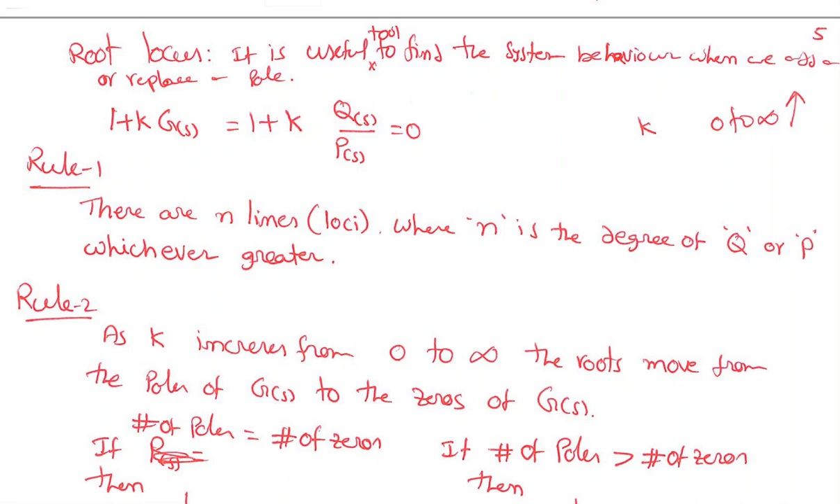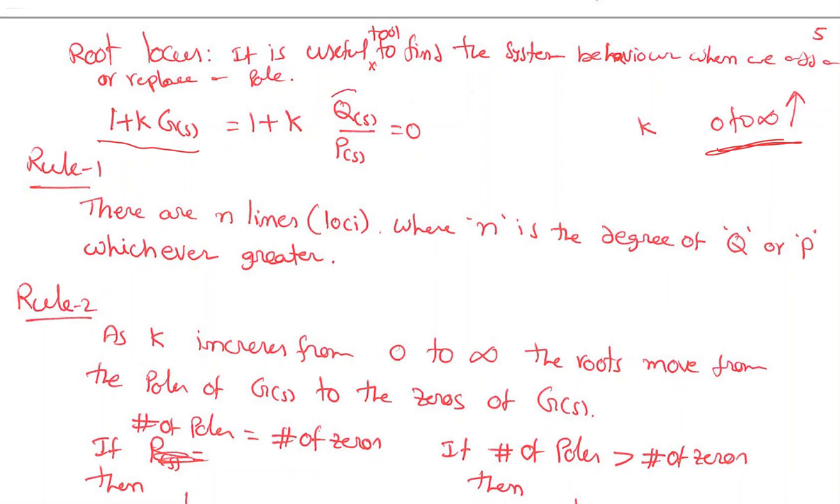So the basic advantage of root locus is that it is a useful tool to find the system behavior when we are adding a pole, replacing a pole, or moving a pole from one place to another place. That's the main advantage of the root locus. Now here, 1 plus k times G(s), where k is a constant that varies from 0 to infinity.